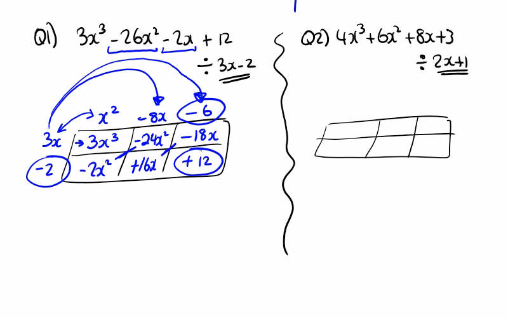The beauty of these questions is when you get them right, you can check your answer. Can't really do that all the time in maths, but in these questions we can. The answer is x squared minus 8x minus 6. Okay, practice the next one.